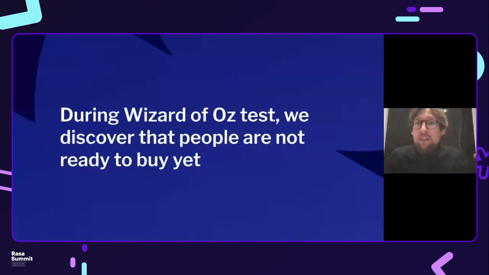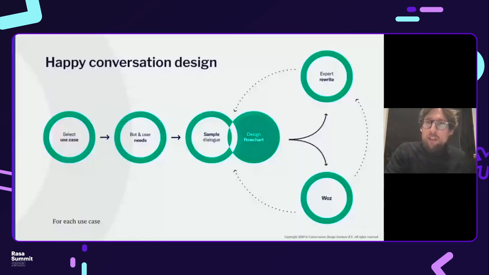And in our case, let's say that we discover that people simply aren't ready to buy yet, right? We try to shove sneakers down their throat, but they're not ready yet. So we have some issues. There's a few flags on the play and things that we need to improve. So what we do then is we go to the expert rewrite here.